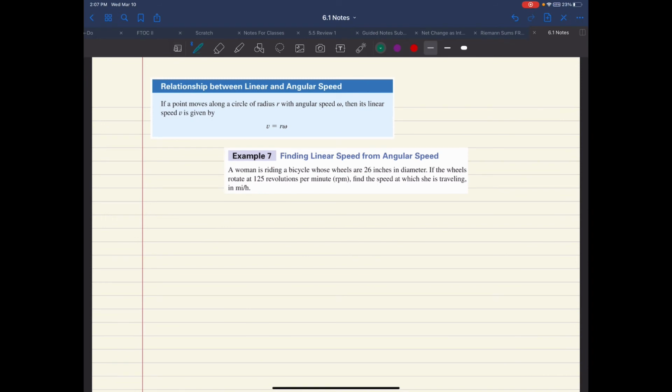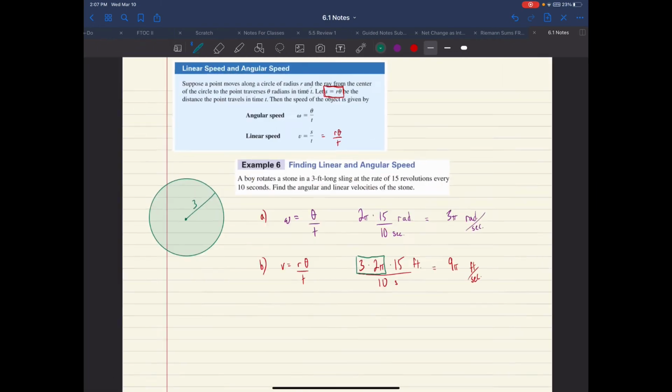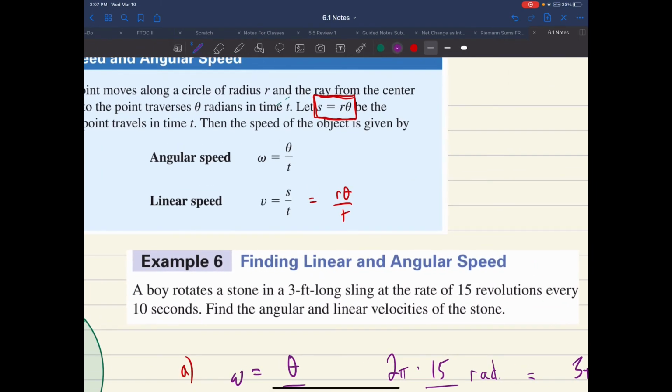Okay, so this is the relationship between linear and angular speed. If a point moves along a circle of radius r with angular speed omega, then its linear speed v is given by v equals r omega. So I'm going to go back to this previous page and just keep in mind again that omega is theta over time.